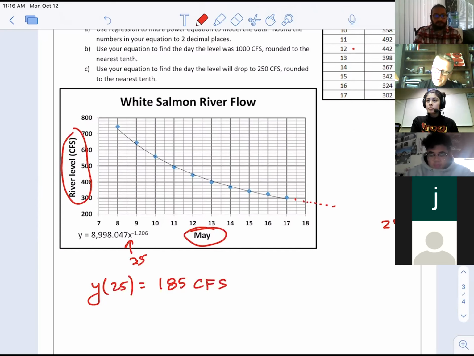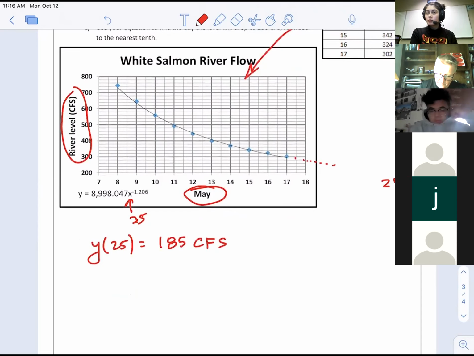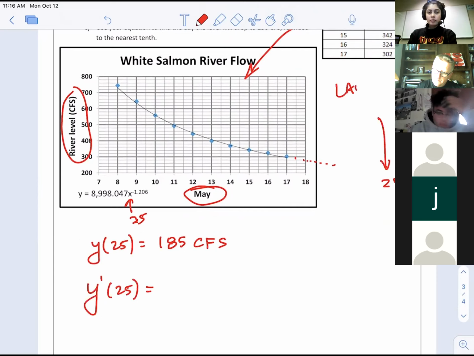I went from ordered pairs to the graph and said, hey, I know what kind of equations are curved like that. Those are power equations. And I did regression to find a power equation to model it, and I used it to predict the future. What I want you to tell me is, what is Y prime of 25, and why is that extremely cool for me to know as well? What is that telling me about the launch date of May 25th?